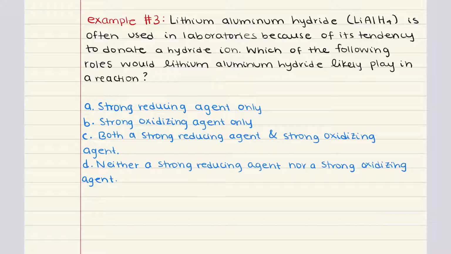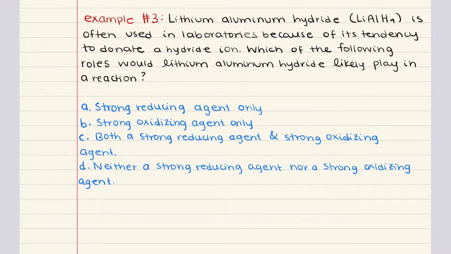Now, as a general hint, strong reducing agents tend to have metals or hydrides, and strong oxidizing agents tend to have oxygen or similarly electronegative elements. So in short, lithium aluminum hydride acts as a strong reducing agent because it donates electrons in the form of hydride ions to other substances, facilitating their reduction. It is not known to act as an oxidizing agent, as it does not accept electrons. Therefore, the correct answer is A. It is a strong reducing agent only.